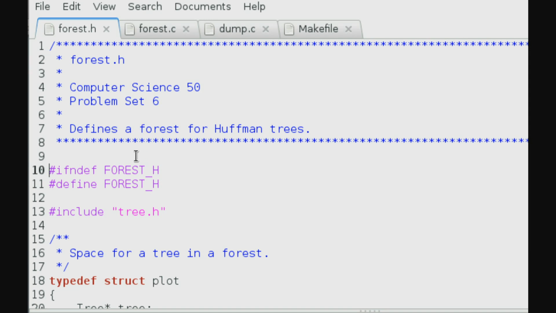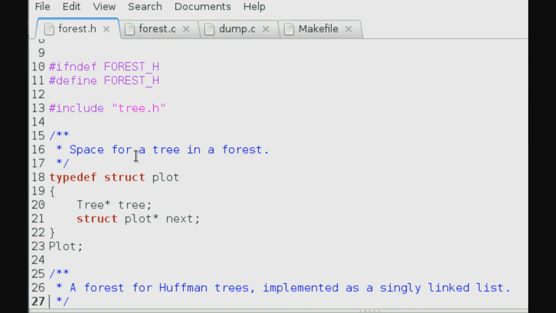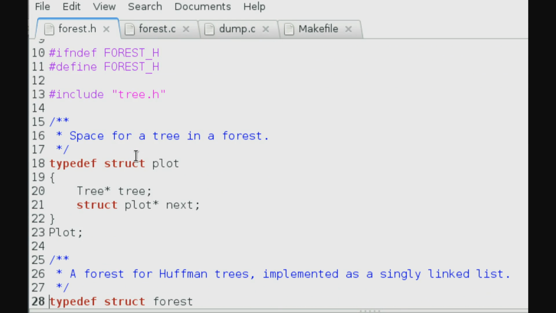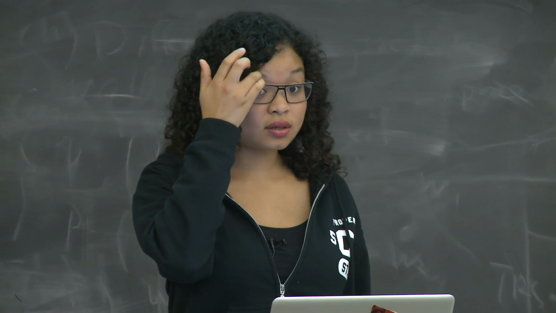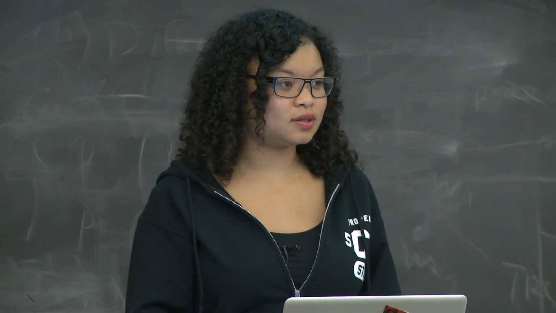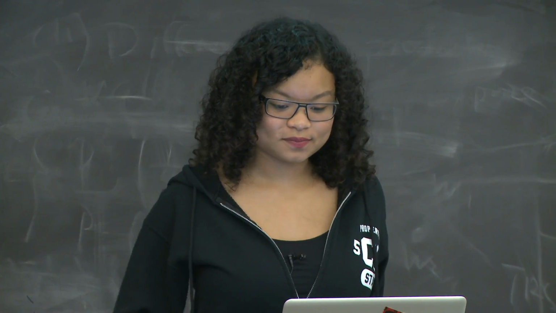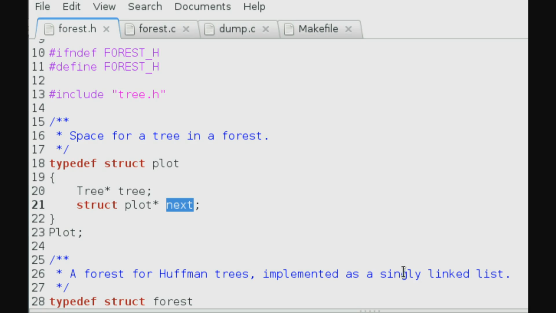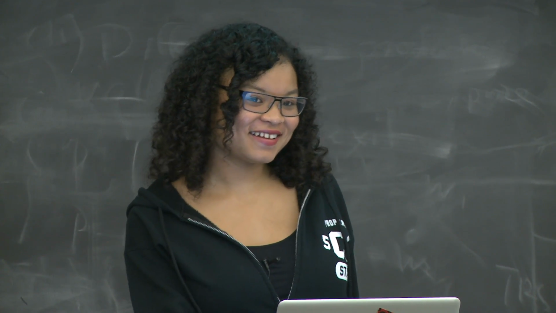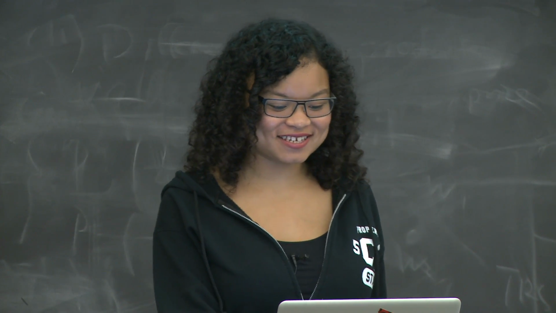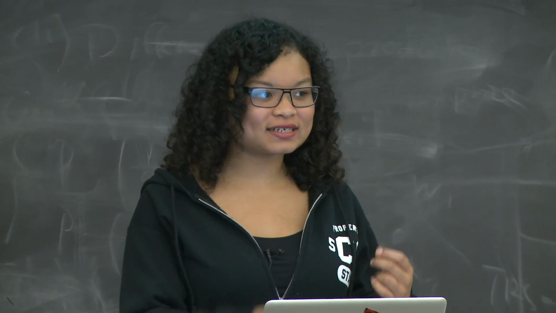So forest basically is where you place all of your Huffman trees. So it's saying that we're going to have something called a plot that contains a pointer to a tree as well as a pointer to a plot called next. So what structure does this kind of look like? A linked list, right? So we see that when we have a plot, it's like a linked list of plots.